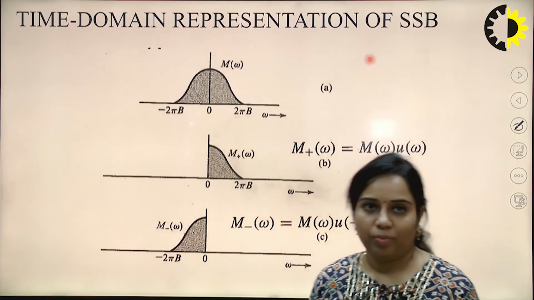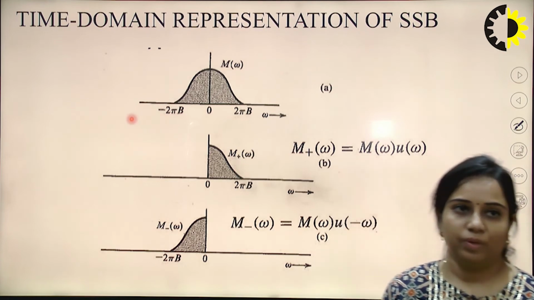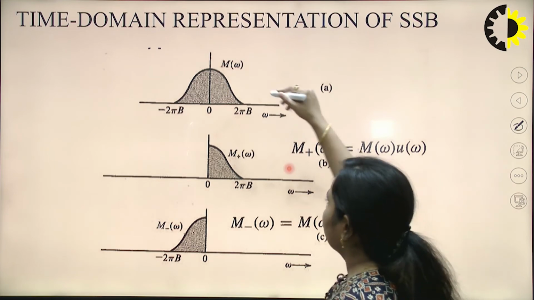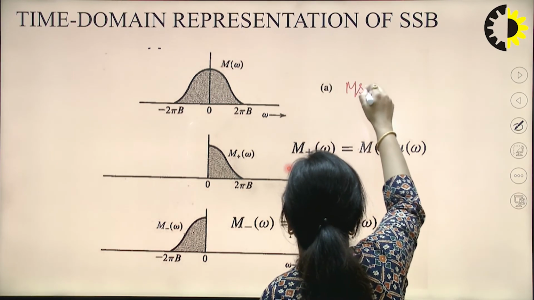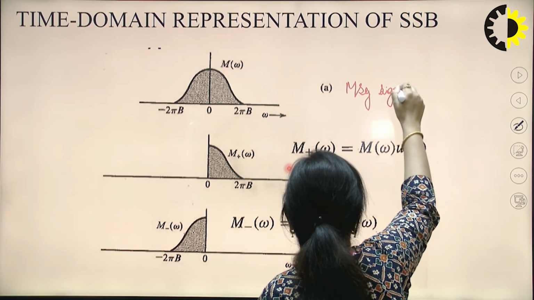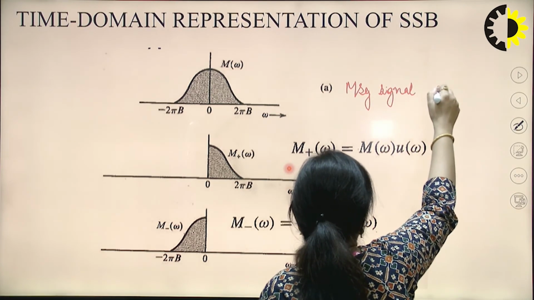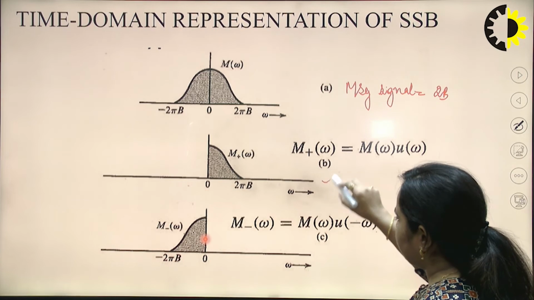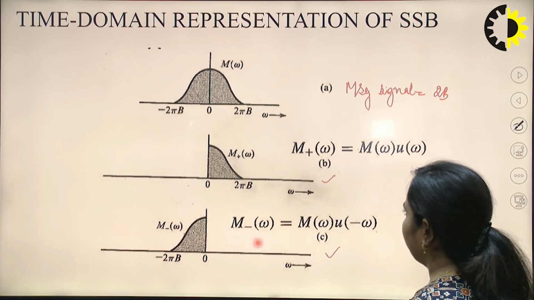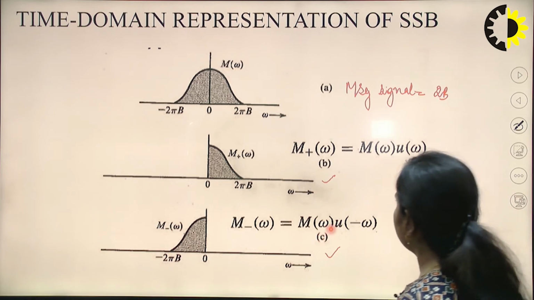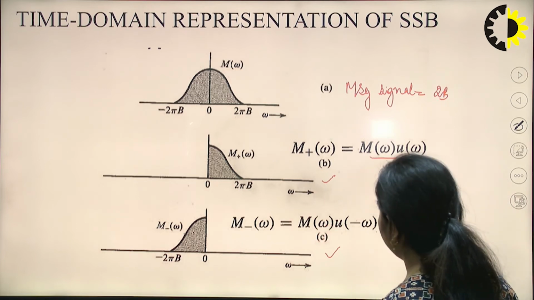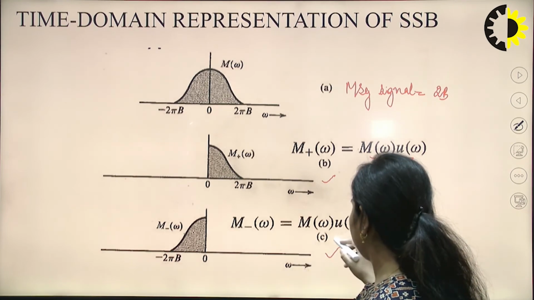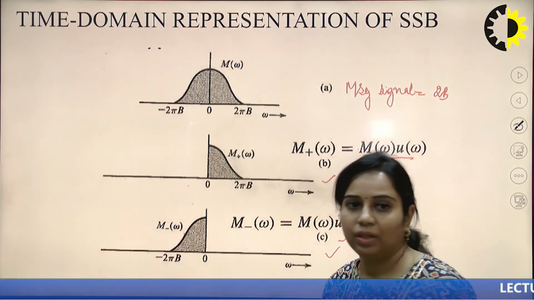Now next is the time domain representation of the SSB. So far we have seen the spectrum, which is in the frequency domain only. This is the message signal waveform, and its bandwidth is 2B. Next will be the upper sideband, and another is the lower sideband. For the upper sideband, this will be m omega multiplied by u omega, and on the negative side, when we transmit only the LSB, there will be m omega multiplied by u of minus omega.